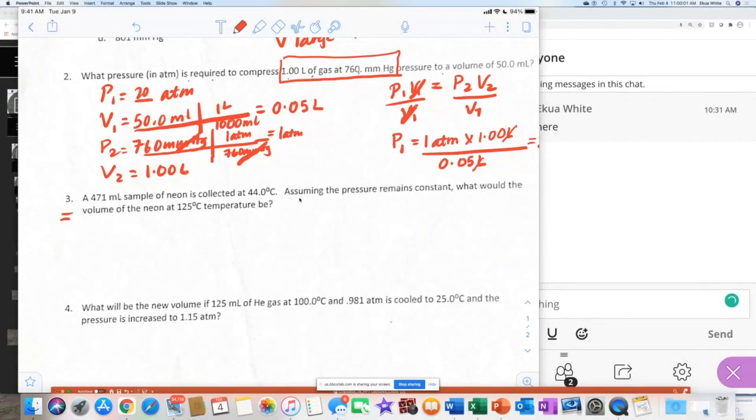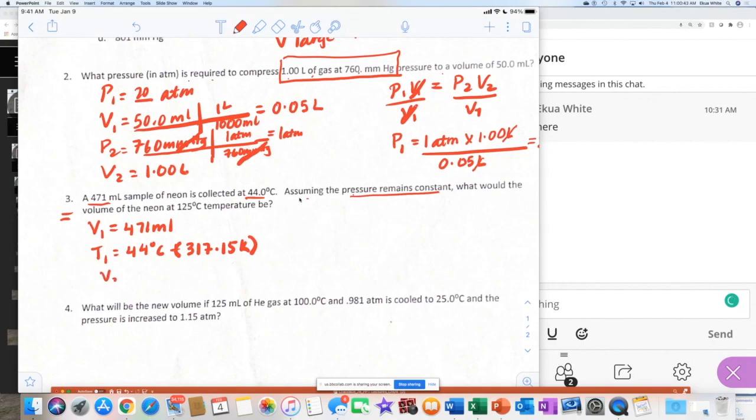A 471 milliliter sample of neon is collected. So we have volume 1 as 471 milliliters of neon is collected at temperature 1 is 44 degrees Celsius. I'll convert that to Kelvin, adding 273.15. I'll just write it like this, 317.15 Kelvin. So I've gotten these two numbers. Assuming the pressure remains constant, what would be the volume?